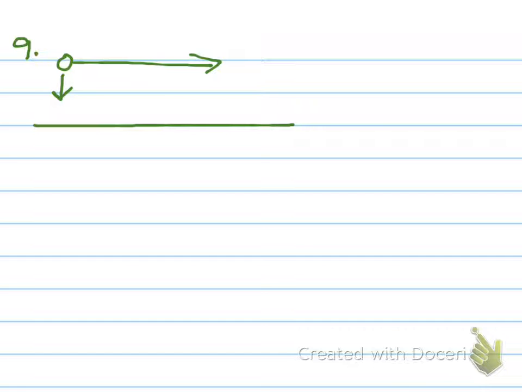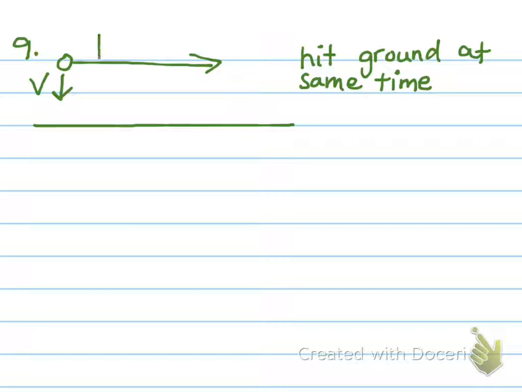This is actually a trick question because they're going to hit the ground at the same time. And that's because, remember, the vertical component and horizontal component of velocity are totally separate from each other. And hitting the ground only has to do with the vertical component. And the only thing acting on these two balls in the vertical direction is the acceleration due to gravity, which is g. And it acts on them both exactly the same way, so they're going to hit the ground at the same time.